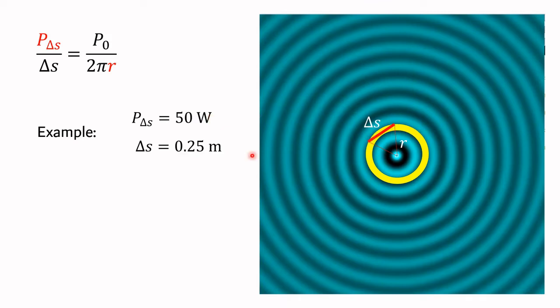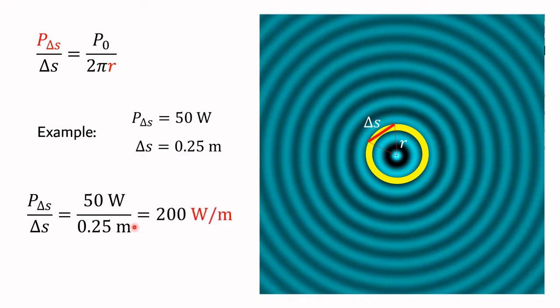And suppose that that arc length is 1/4 of a meter, so 25 centimeters. What is this ratio? 50 joules per second passing through an arc length of 25 centimeters. You just plug those numbers into the calculator or do it in your head. We're dividing by 1/4, which is multiplying by 4. That's the same as 200 joules per second per meter. So that tells us that if the arc length were not 0.25 meters, but a full meter, which would take us farther around the circle, 200 joules per second would be passing through that arc length.